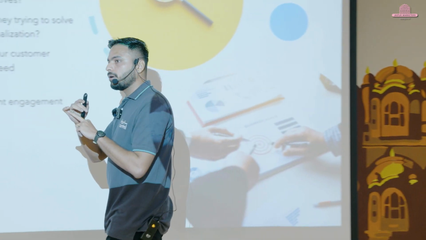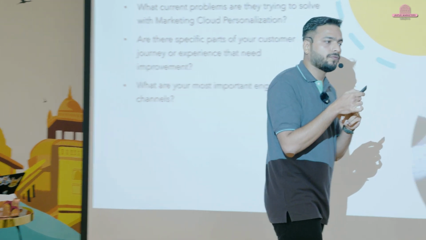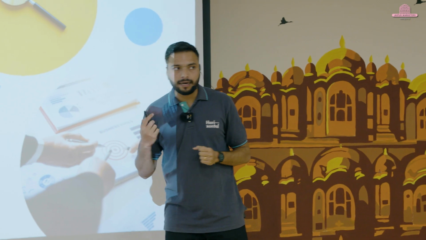So what are your most important engagement channels? Interaction Studio can personalize on website, it can personalize on mobile, it can personalize your app, provided the company has an application and they have configured the web SDK and mobile SDK for the same. So try to understand how they want the content to be personalized. It can be done over emails as well, because Marketing Cloud Personalization does offer open time email. We'll talk about more in the later stage of that.